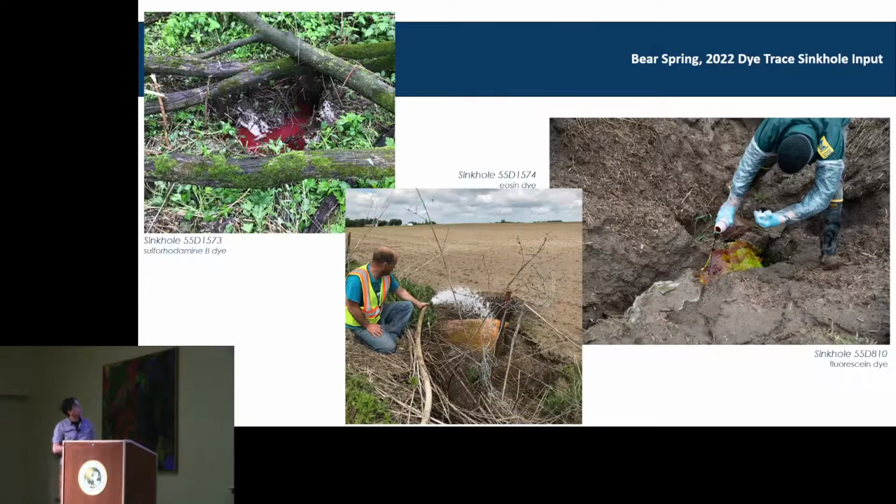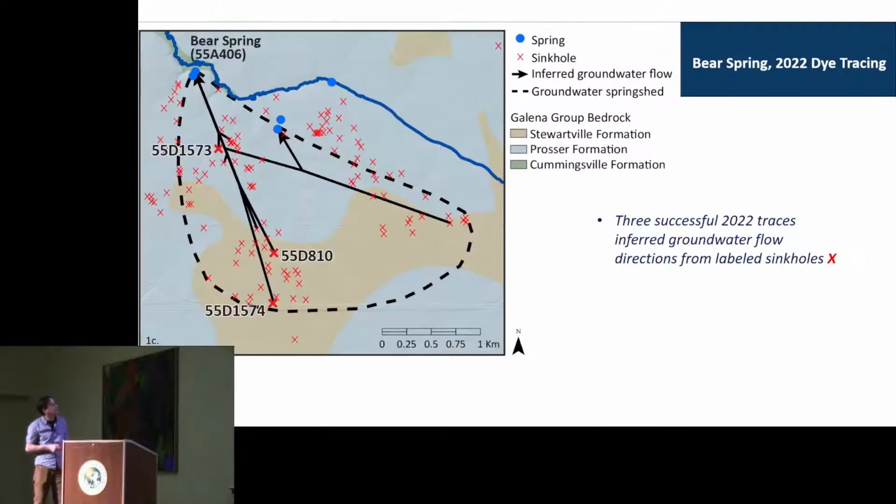So with that said, we had 3 targets. We chose our dye masses and we poured some dyes. We were lucky enough to find all 3 of our dyes. So the targets are shown here. They're basically the sinkholes that are shown as bold X's and that have labels. In particular, the one that got us the most excited was this one here, 55D 1574, which is just this unique number that we use in a database system in Minnesota. And sure enough, that pushed the boundary to where we were speculating that it would go. So now we assume that we are getting some of that chloride loading from that I-90.